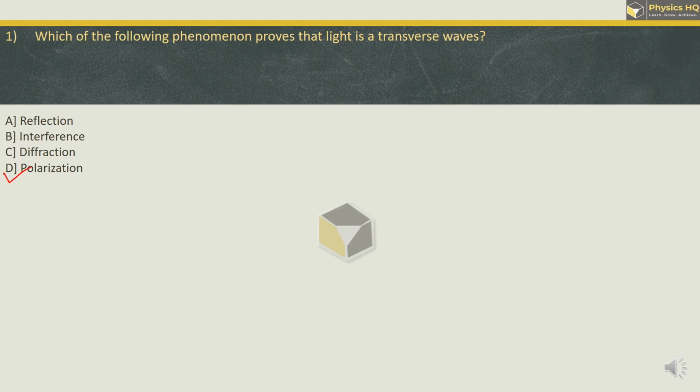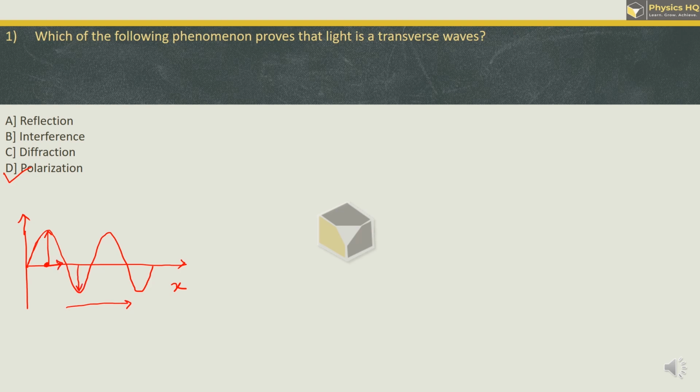Let us first understand what is a transverse wave and then we'll talk about polarization. A transverse wave is a wave in which, if it is traveling along the x-axis, the particles on the wave will be oscillating in a direction perpendicular to the direction of propagation. That is why it is called a transverse wave.